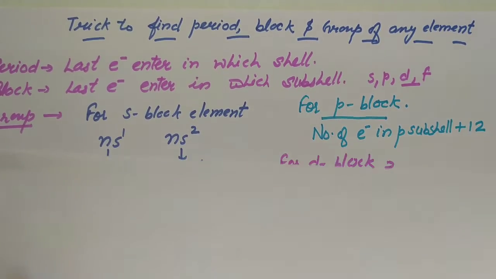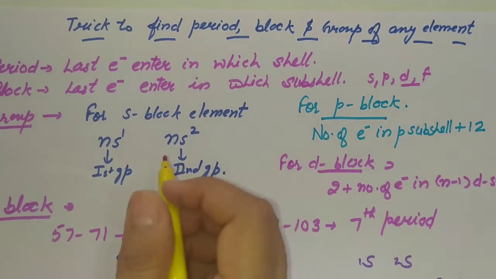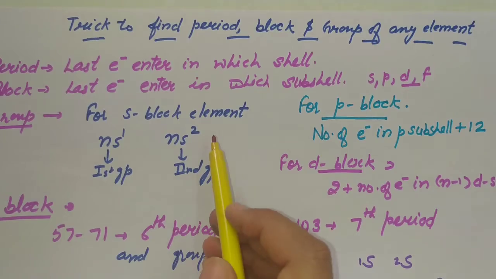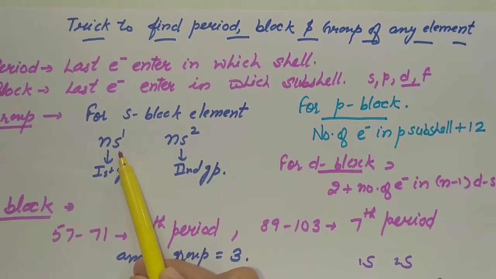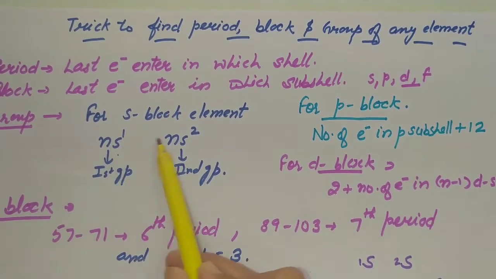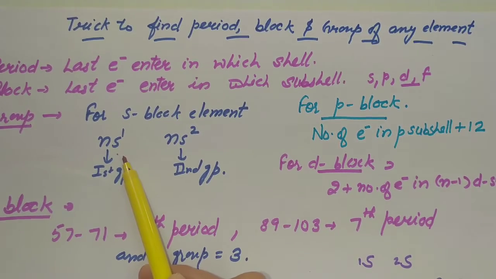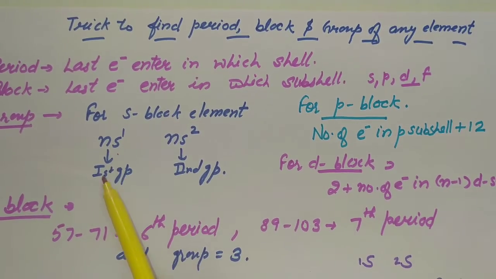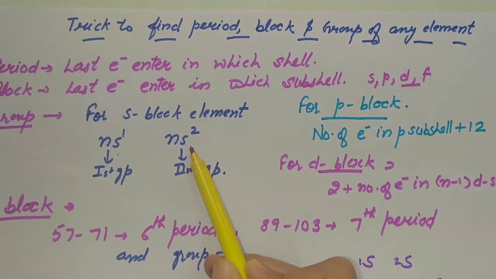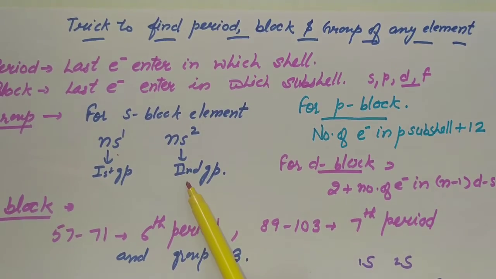Okay, and for group there are different rules. For example, for an S block element, the last electron enters ns1 or ns2, because the S subshell can accommodate 2 electrons. If ns1, then it belongs to the first group. If ns2, then it belongs to the second group.